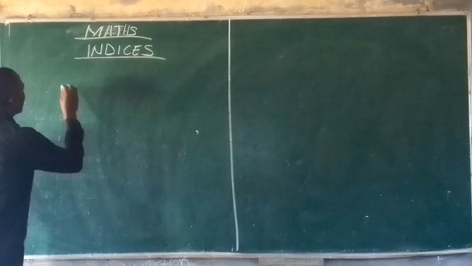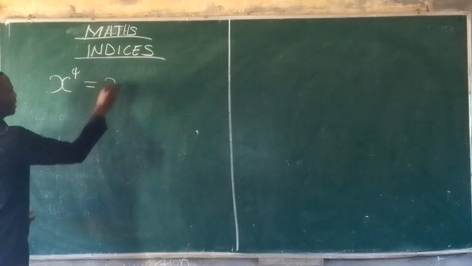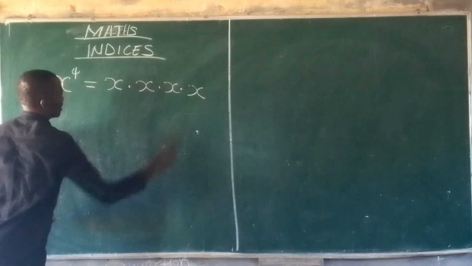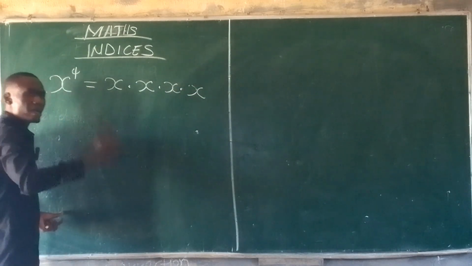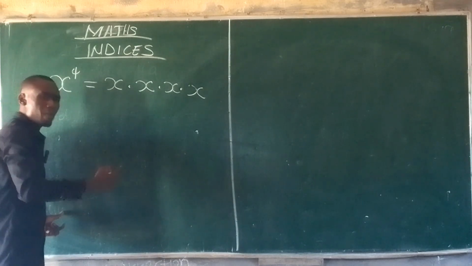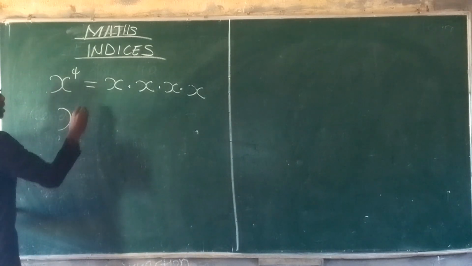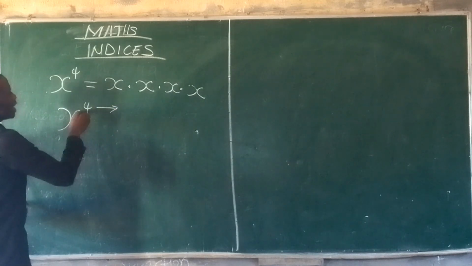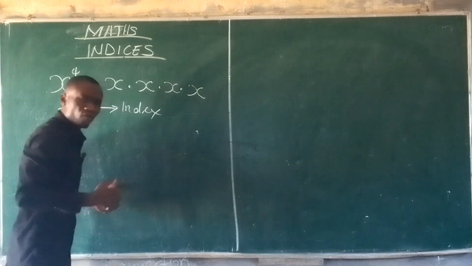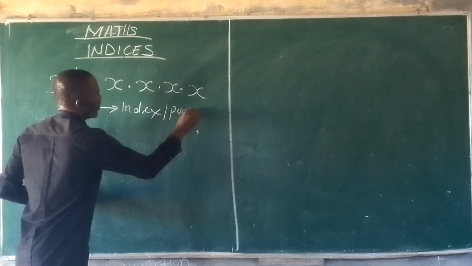What that means is that if I say x to the power of 4, what I mean is x times x times x times x. So indices shows the number of times a letter or a number has been multiplied by itself. And then we have x raised to the power of 4. This is known as the index, because indices is the plural form of index. We can also call this power.